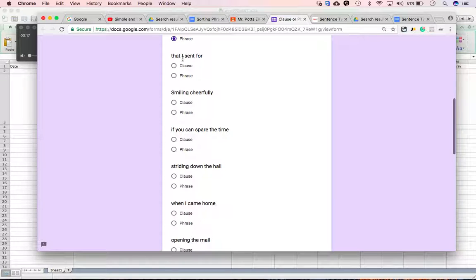"That I sent for." Do we have a noun that is doing something? Is "I" a noun? Is it a person, place, or thing? Yes, it's a person. In this sentence, is I doing something? Yes, it sent something. So you have a subject, you have a verb, it's a clause.